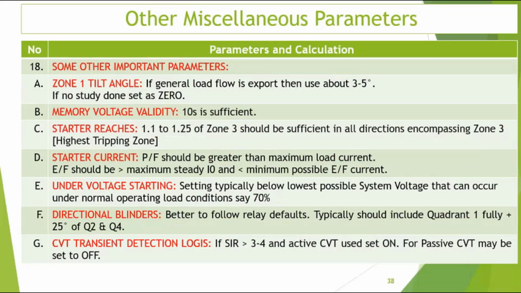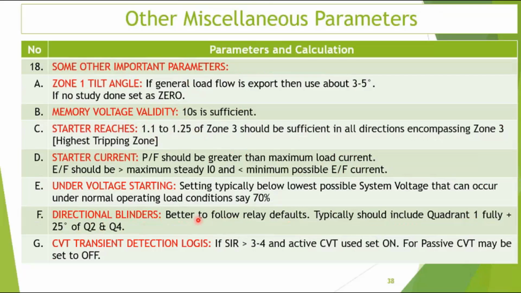Other things I have already talked about. The same thing, only the starter reaches should encompass, let's say 110% to 125% of zone 3. And generally starter reaches are kept below the power swing boundary. Generally, no hard and fast rule is there, because basically if the fault comes inside the starter reach, maybe the power swing will be blocked. That is why this thing has been conceived of. But nowadays you don't have problems with these relays. These are very highly intelligent relays.